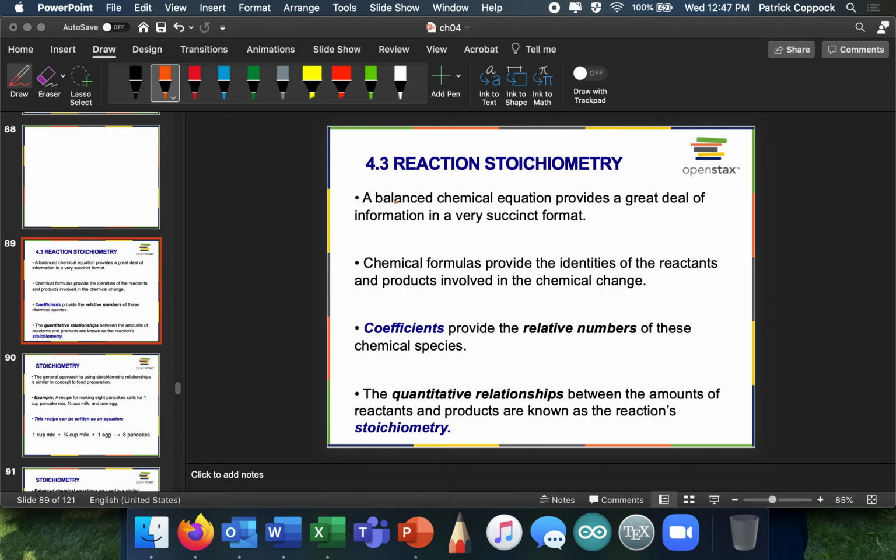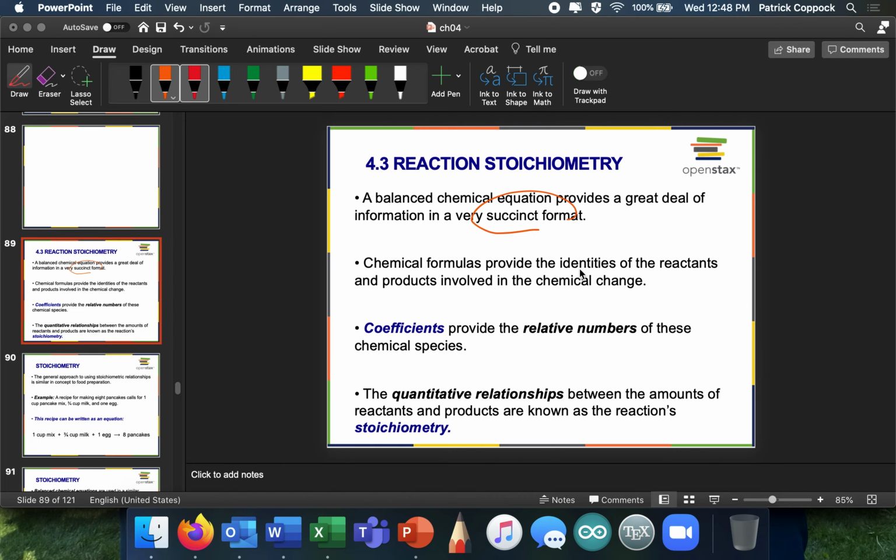So now we're going to talk about reaction stoichiometry, which is sort of already obvious, I think. We've been practicing stoichiometry. Let's talk about what it means, okay? A balanced chemical equation provides a great deal of information in a very succinct format. So we need these because we can say a lot with just a few pencil strokes.